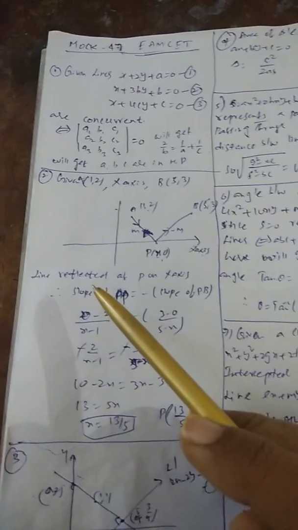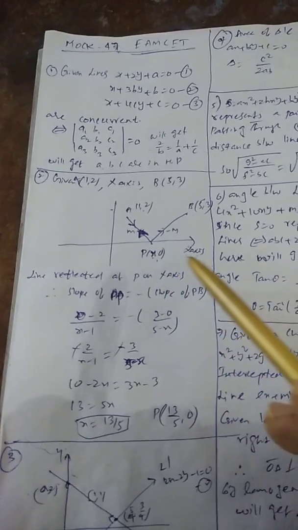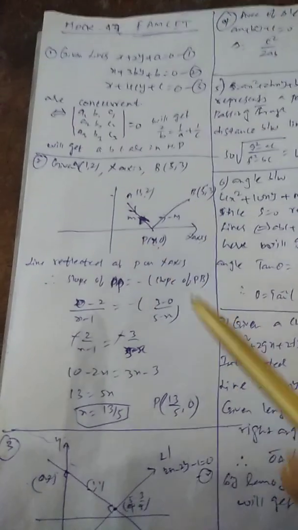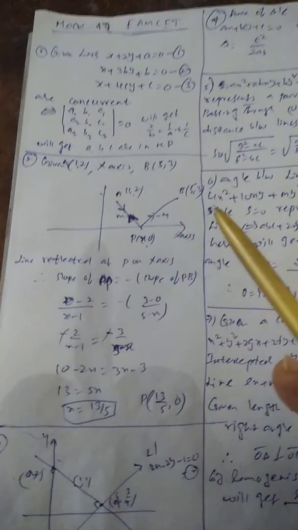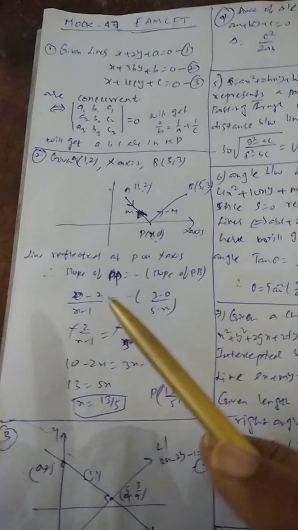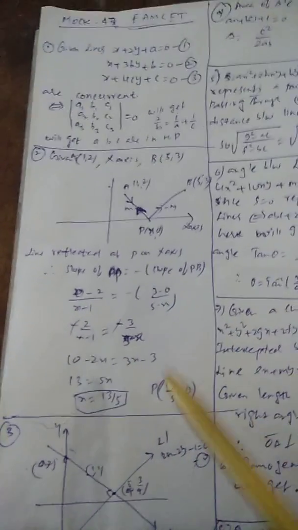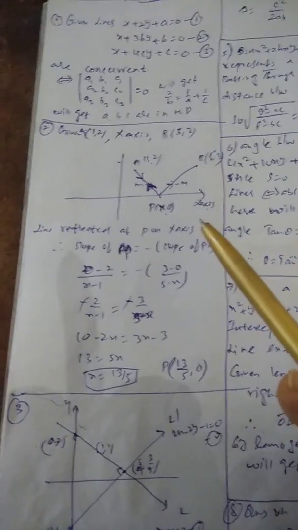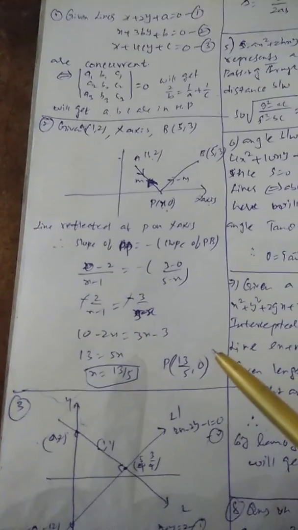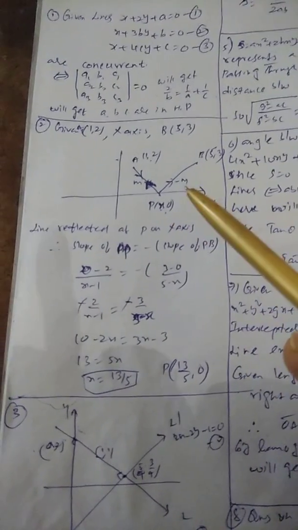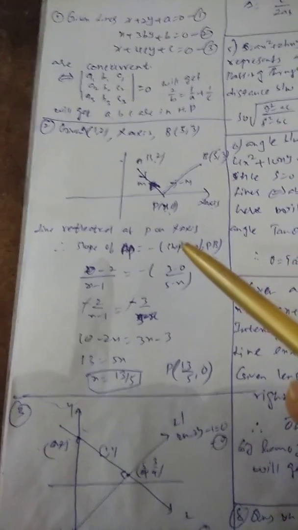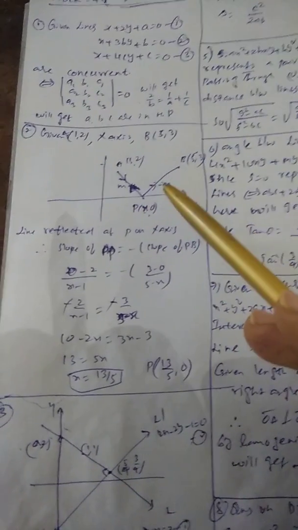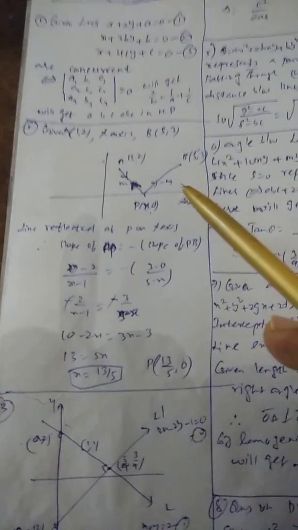Here I am writing the reflection point P on the x-axis as (x, 0). Slope of AP equals minus slope of PB. Using the slope formula (y2 minus y1) by (x2 minus x1), we'll get x equals 13/5. Now the coordinates of P are (13/5, 0). Slope of AP equals minus slope of PB is a shortcut formula. Otherwise, we have to use the formulas for pi/2 minus theta or pi/2 plus theta, which is a lengthy process. This is the easiest.